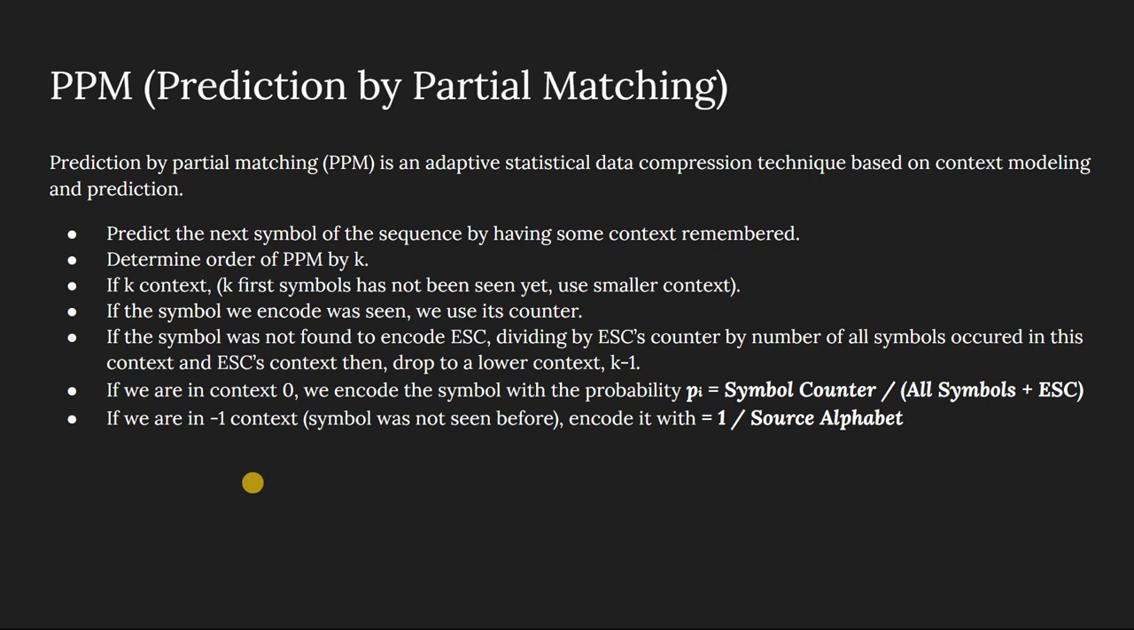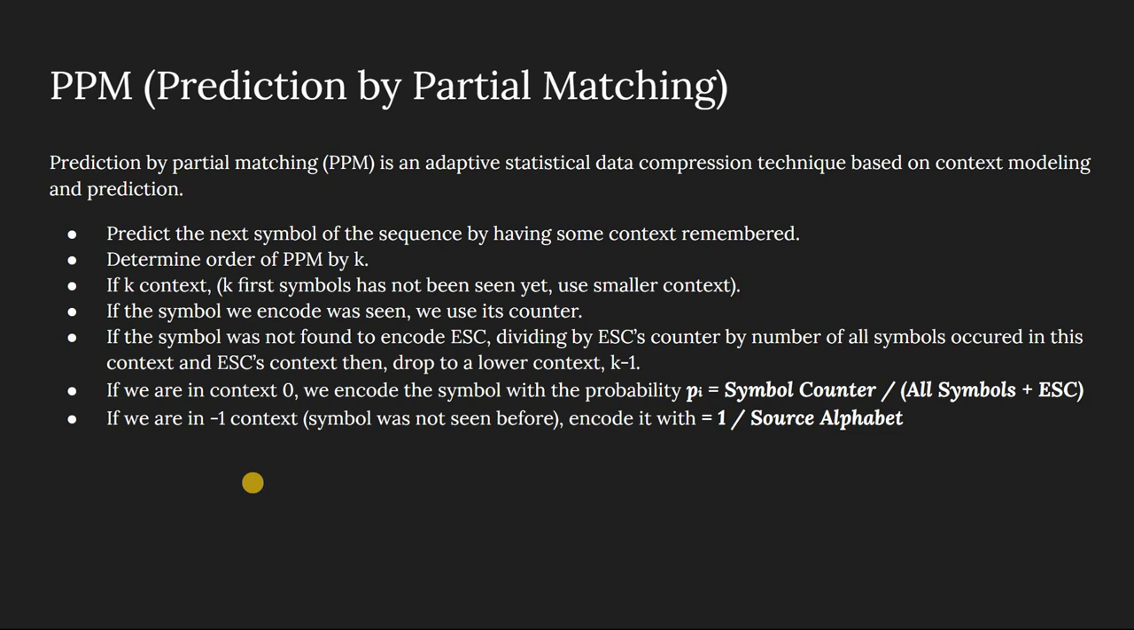Prediction by partial matching is an adaptive statistical data compression technique based on context modeling and prediction. We predict the next symbol of the sequence by having some context remembered. We determine the order of PPM by k. If k is the context and the first k symbols have not been seen yet, we use a smaller context. If the symbol we encode was seen before, we use its counter.